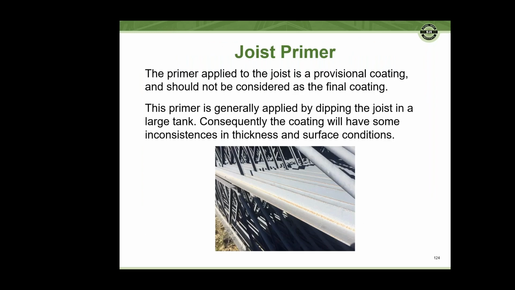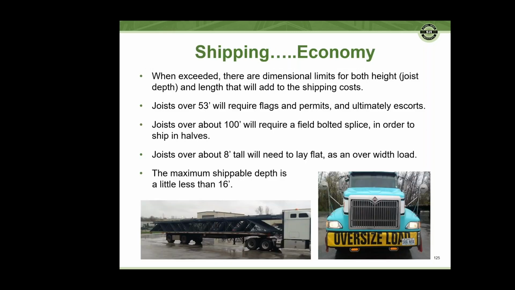Joist primer, a quick note about that. Primer is applied to the joist as a provisional coating. It should not be considered the final coating. It's generally applied by dipping the joist in a large tank, so consequently the coating may have some inconsistencies in thickness and surface conditions. The photo shows some joists that are sitting outside for a little bit and starting to develop a little bit of rust, not enough to be harmful, but certainly not a pristine, finished coating. So the joist primer is temporary and provisional.